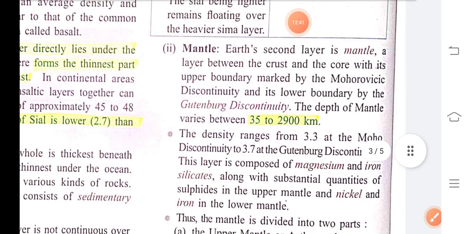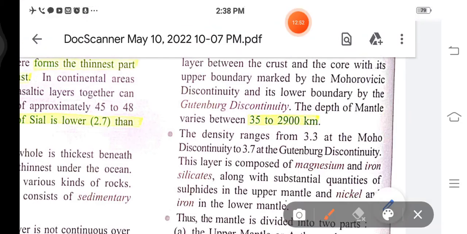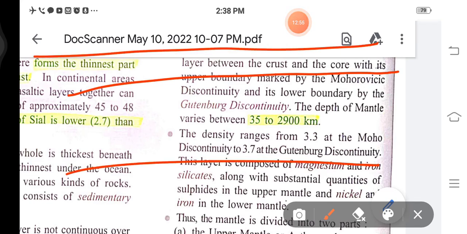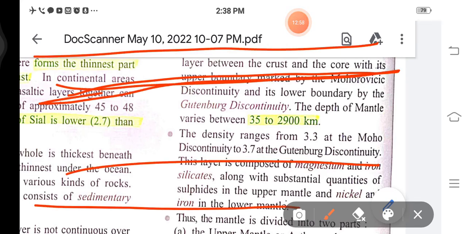Now we are going to discuss the mantle. Earth's second layer is the mantle, a layer between the crust and the core, with its upper boundary marked by the Moho discontinuity and the lower boundary by the Gutenberg discontinuity. See, this is the crust, this is the mantle, this is the core. So this is the Moho discontinuity and this is the Gutenberg discontinuity.